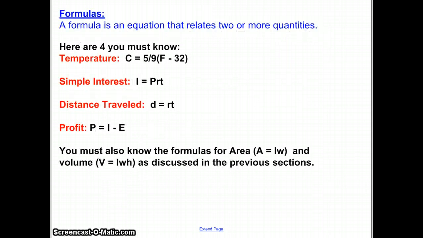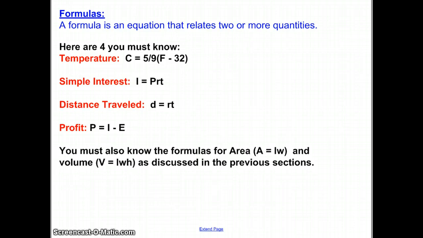Now the next part of this section is all about formulas. We started this in class, so this shouldn't look too foreign to you, but a formula is an equation that relates two or more quantities, and there are certain formulas you need to know. There are 4 specifically in this section that you should memorize and be very comfortable using, and they are temperature, where Celsius equals 5/9 times Fahrenheit minus 32. Simple interest, where the interest equals the principal times the rate times the time. Distance traveled, where distance equals rate times time. And profit, where profit equals income minus expense.